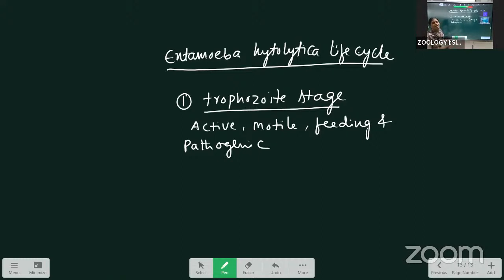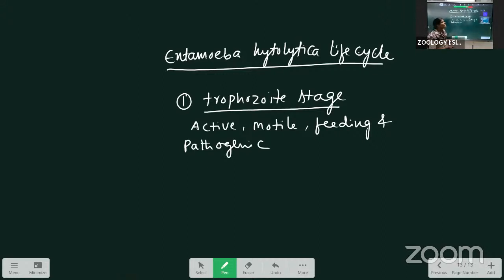Other stages are non-feeding stages, that's why we mention the feeding stage. Pathogenic stage: any parasite causing disease, we call it pathogenic. Non-pathogenic and pathogenic forms exist. Pathogenic means they are causing diseases; if they are not causing diseases, we call them non-pathogenic. This stage is the pathogenic stage.